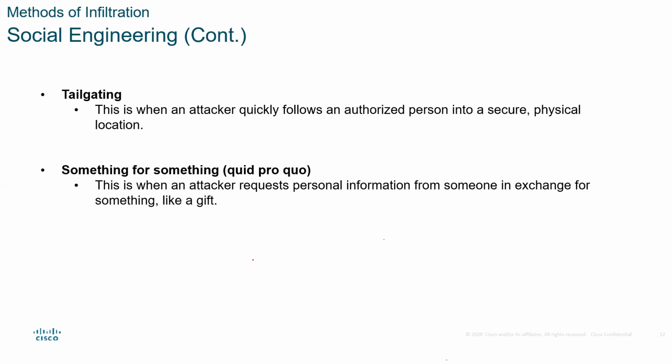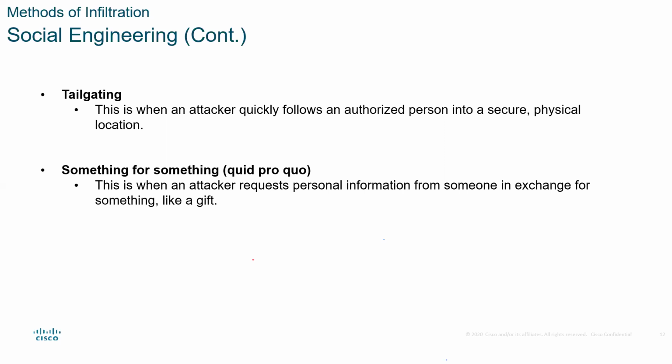Another social engineering technique is called tailgating. Tailgating is when an attacker quickly follows an unauthorized person into a secure physical facility. The person does not have rights to enter maybe the server room or the switch room or the building. And then you swipe your card, the door opens for you, and the person just follows you and enters before the door closes. That's tailgating.